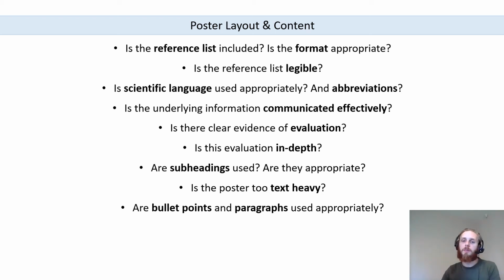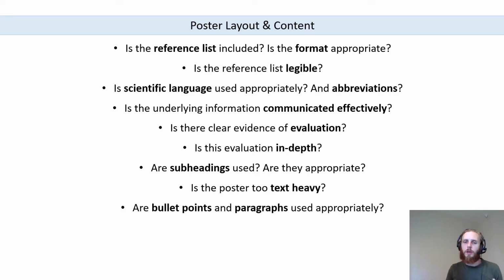Okay, are bullet points and paragraphs used appropriately? So I suggest considering using bullet points. So you don't have to use bullet points. However, bullet points are a really effective way to communicate information in a kind of clear, succinct way. That definitely doesn't mean the poster should be all bullet points or even most bullet points. It just means you can break up portions of the main text with a few bullet points.